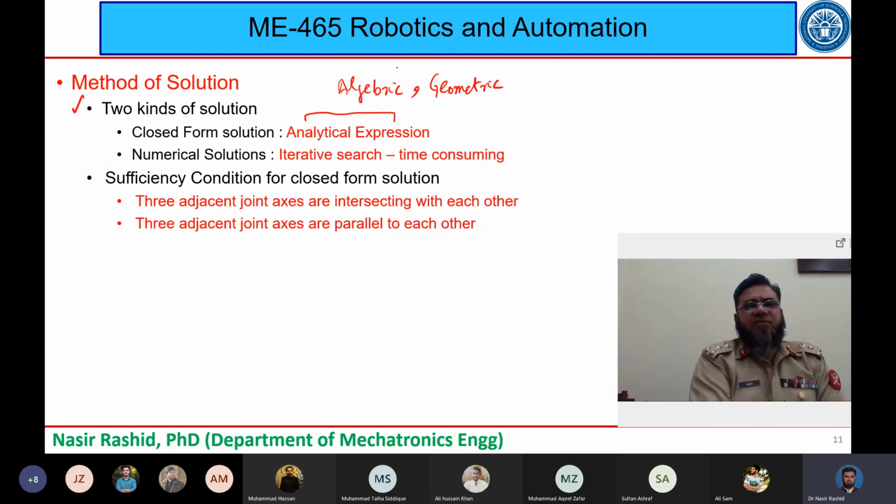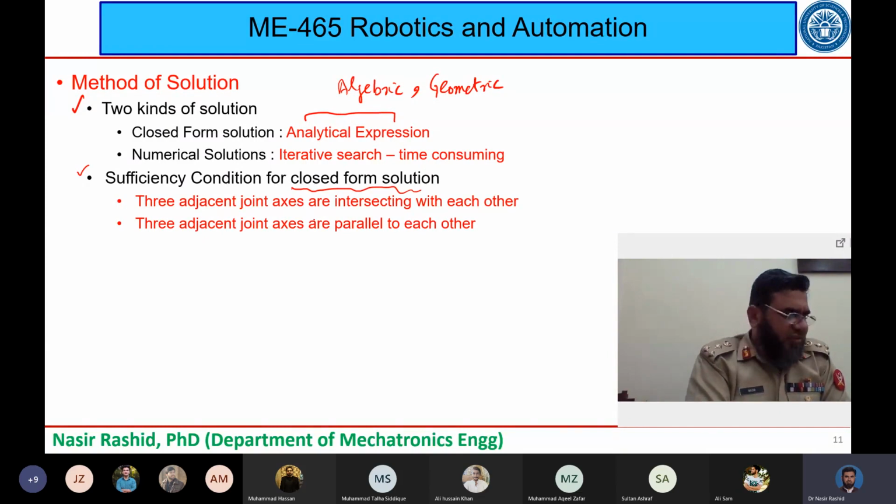And we have talked about it a little earlier that if we are not able to find a solution through algebraic or geometric methods, then we need to go with the numerical solution or numerical method solution, which is although time consuming but still it gives us a solution, ठीक है जी। So what would be the sufficiency conditions for a closed form solution? So the sufficiency conditions are a manipulator which has 6 joints, so its 3 adjacent joints should be intersecting with each other.